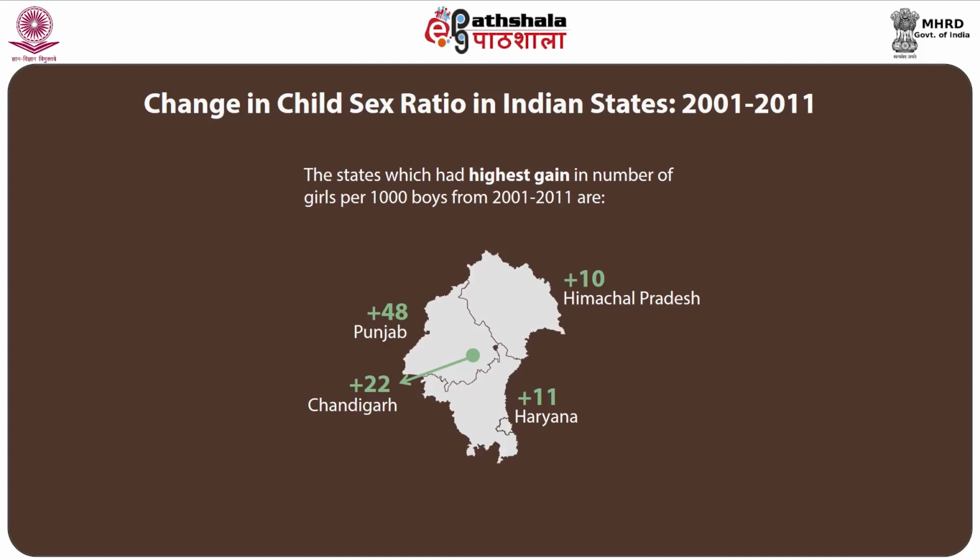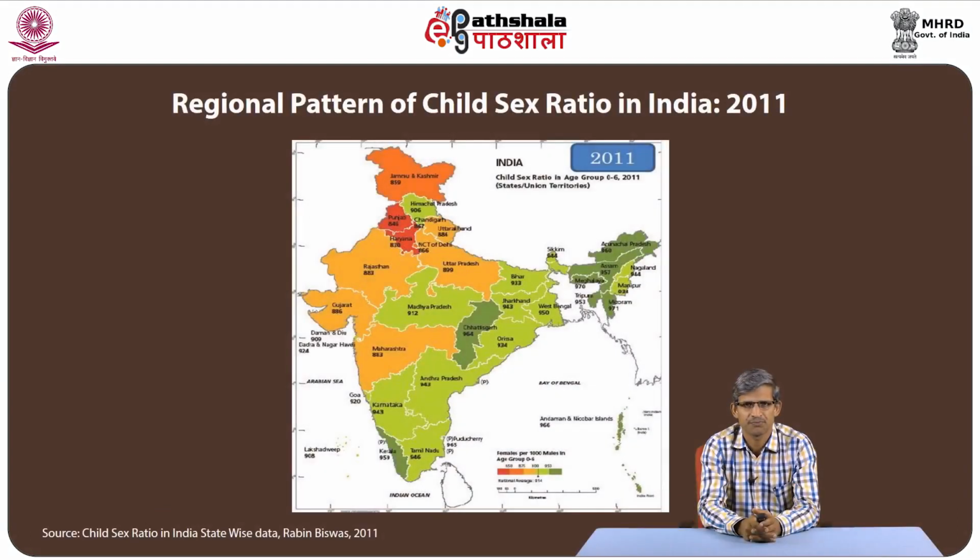What does it all indicate if you look at the patterns of child sex ratio in India in 2011? This map represents the greenest part as a better child sex ratio, and the red part as the worst sex ratio. So, one moves from red to orange to green and to dark green in order of improvement in the child sex ratio.